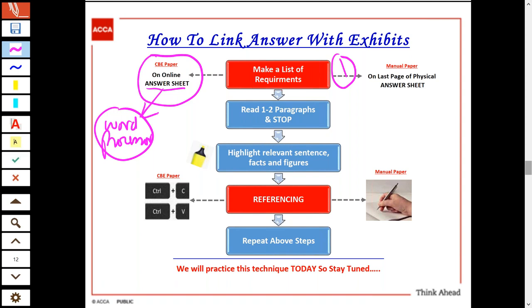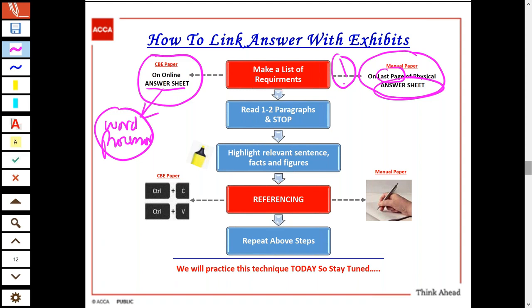Okay, the manual students, where will you write all the requirements? On the last page of your physical answer sheet. Do not write anything on the question paper because you will be needing the list of requirements quite often. So if you write it on the question paper, then you will need to turn a lot of pages.